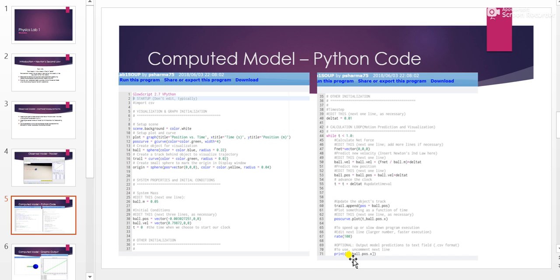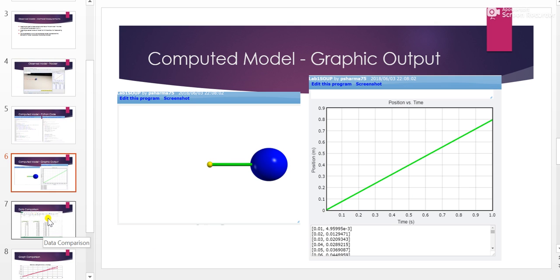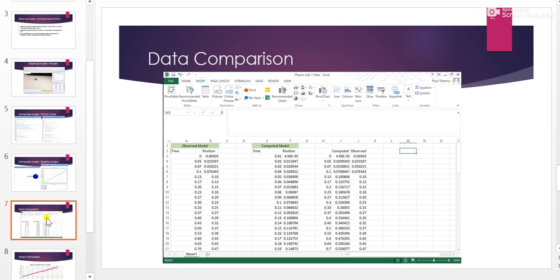I also uncommented the print statement at the bottom of the code so that I could get the time and the position associated with that time as well. So this was the graphic output that I got, and we can see that the line is extremely straight for the position versus time. I also got an output of all the times here, and once I did, I pasted that in an Excel document as well. Here you can see the time and position for my observed model that I used initially using the tracker technology, and then here are the times and positions for the computed model.